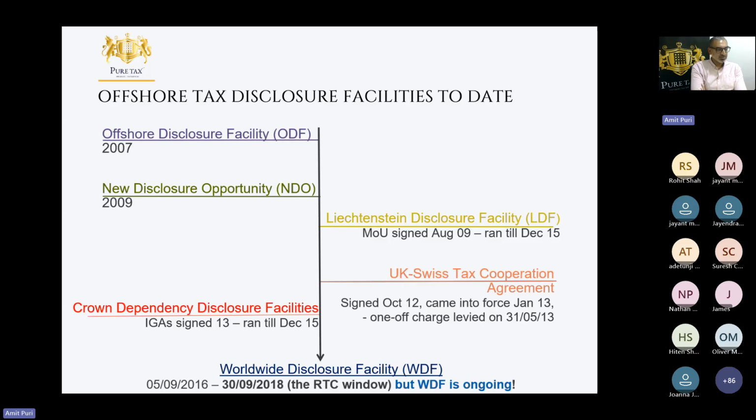There were Crown dependency disclosure facilities before. The Liechtenstein disclosure facility was a big one because despite its name, it allowed people with assets and investments from around the world to make declarations to HMRC, avoid criminal action completely from day one. So there was immunity there, and there was a fixed penalty of 10%, no matter what you did and why you did it. And obviously they're the forerunners, ODF and NDO, sorry.